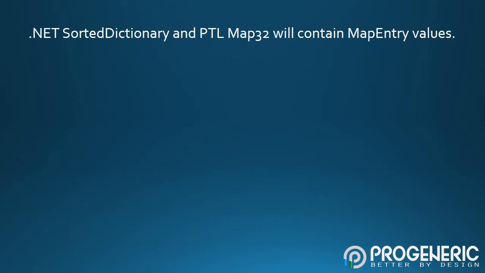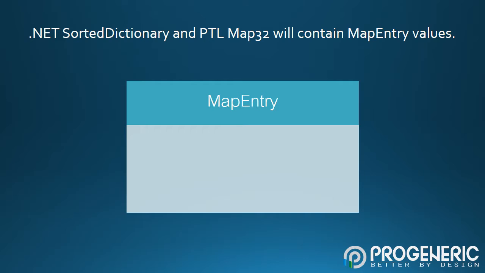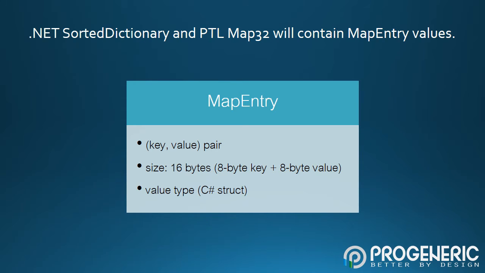In this demo, both maps will contain map entry values, which are key-value pairs. The size of a map entry object is 16 bytes, 8 bytes for the key and 8 bytes for the value, and it's a value type or a C# struct, so there is not a reference associated with each entry. We also use the map entry data type across other demos for consistency to make it easier to compare results.